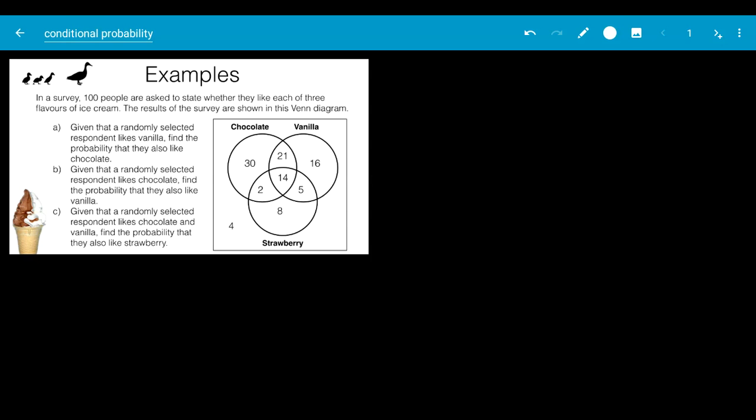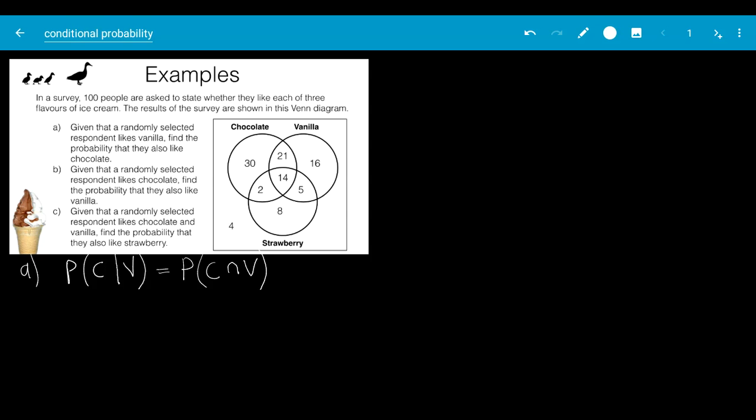The first question is saying, given that a randomly selected respondent likes vanilla, find the probability they also like chocolate. So we write this down like this. It's the probability with a P. We want to know the probability that they like chocolate given, and what we use is a vertical line, given that they like vanilla. Well, this is equal to the intersection of chocolate and vanilla. So that's the overlap. You can think of that as the probability that they like chocolate and vanilla.